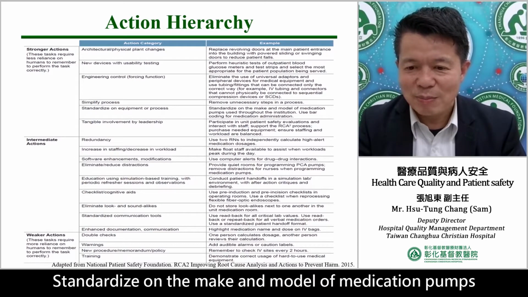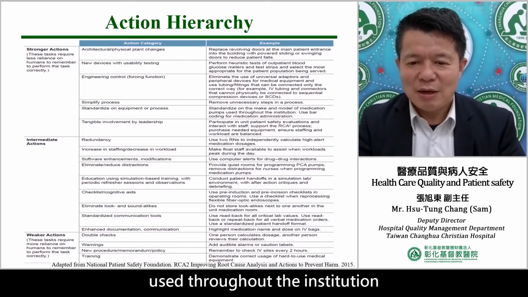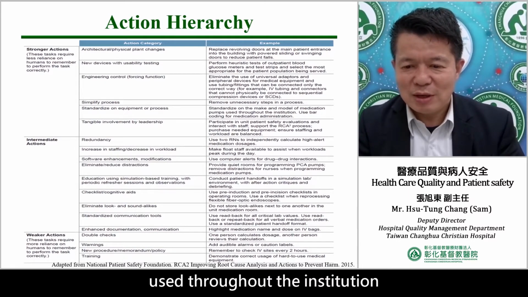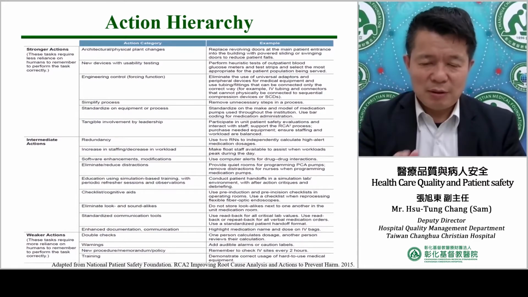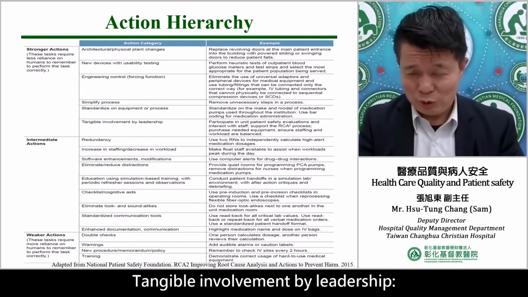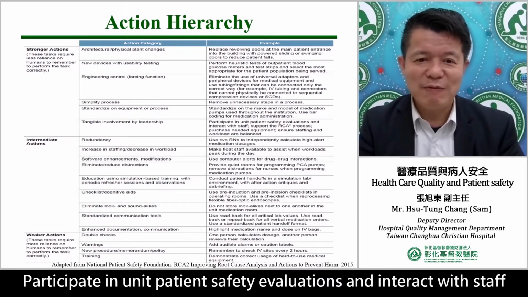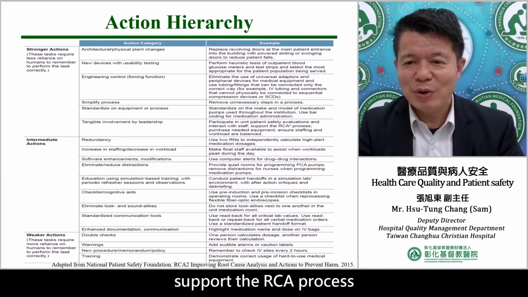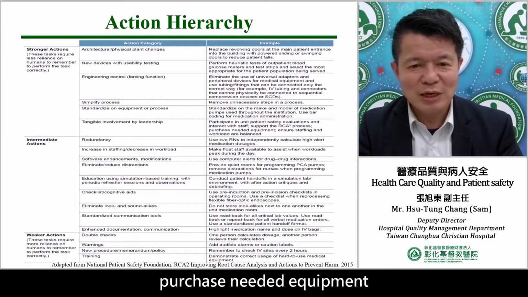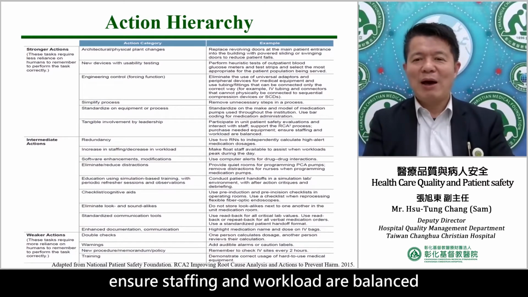Standardize on the make and model of medication pumps used throughout the institution. Use barcoding for medication administration. Tangible involvement by leadership: participate in unit patient safety evaluations and interact with staff, support the root cause analysis process, purchase needed equipment, ensure staffing and workload are balanced.